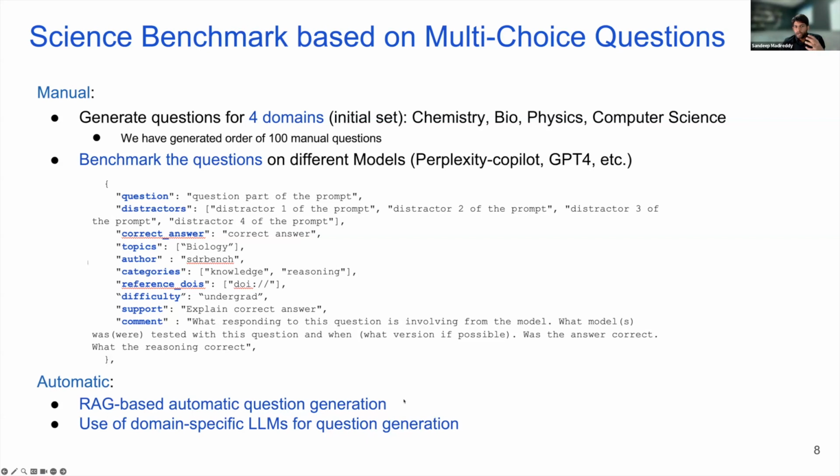So we have a group of researchers who are looking into these domains of chemistry, biology, physics, and computer science, and we've generated around 100 of these manually curated questions, which have several fields and different levels of hardness, or difficulty rather. And then we are exploring approaches to automatically generate and validate such questions using RAG, retrieval augmented generation pipelines, like Bethany mentioned, and also using, say, domain-specific language models for generating such questions.